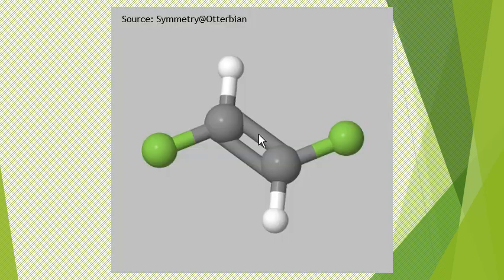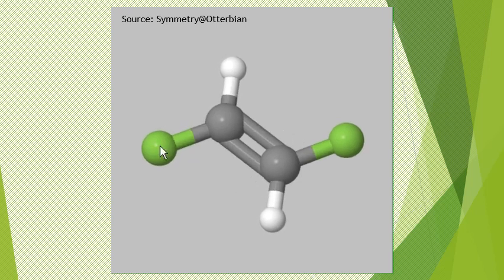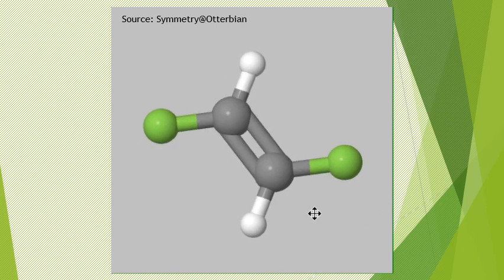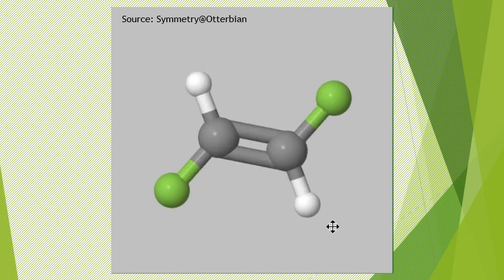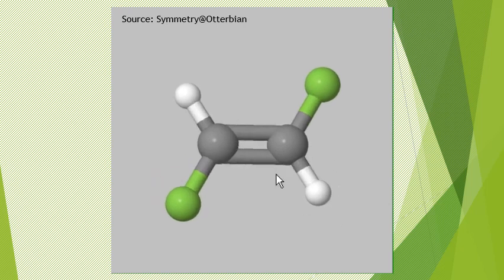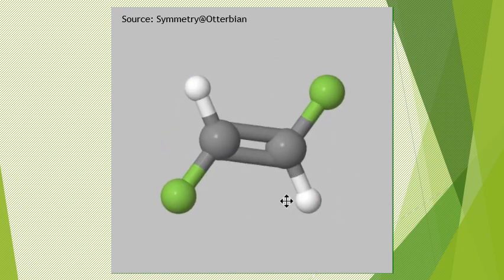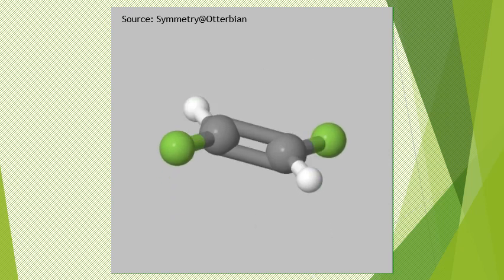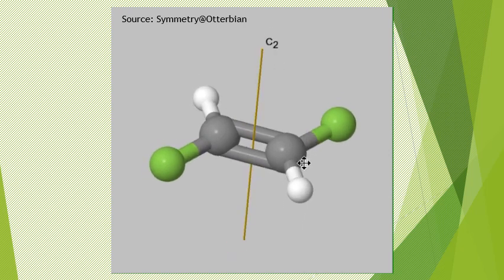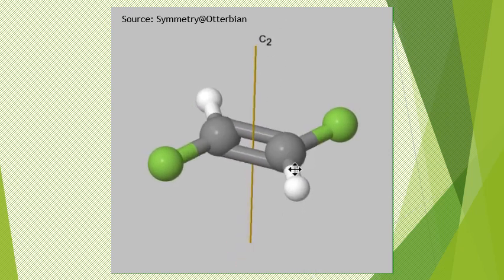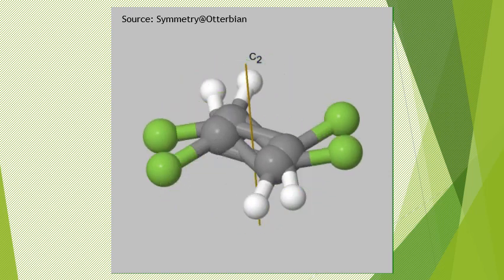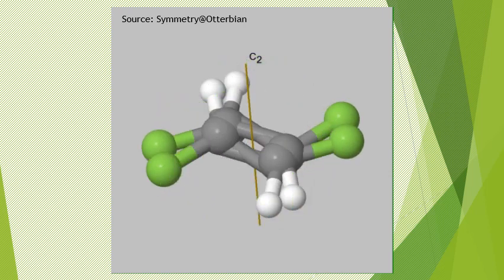Okay, this is the 3D model of trans-1,2-difluoroethene. Trans means both the fluorine atoms are diagonally opposite. In this case a C2 axis is present, and see, this is the plane of the molecule. The C2 axis is perpendicular to this plane. So this is the C2 axis, and the plane of the molecule can be considered the horizontal plane for this molecule. So the C2 operation is possible. On this axis the molecule can be rotated by 180 degrees to get an identical orientation.